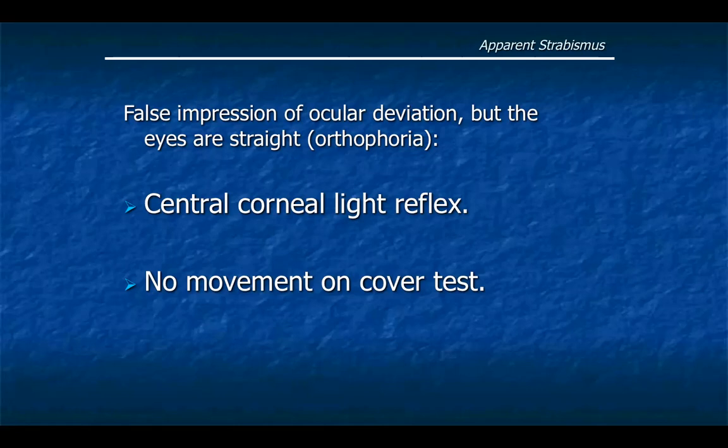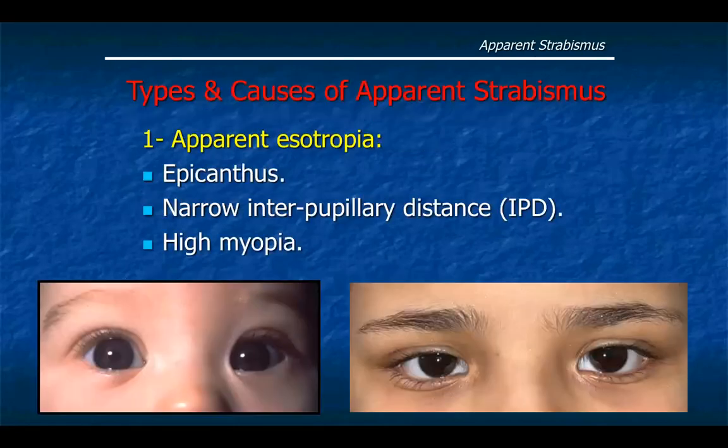It's diagnosed by a central corneal light reflex, where the corneal light reflex lies in the center of the pupil in each eye, and there is no movement on cover test. Types and causes of apparent strabismus. Apparent esotropia due to epicanthus, as seen on the small baby picture, or a narrow interpupillary distance where the two eyes are close to each other, so gives the appearance of esotropia, or in cases of high myopia.